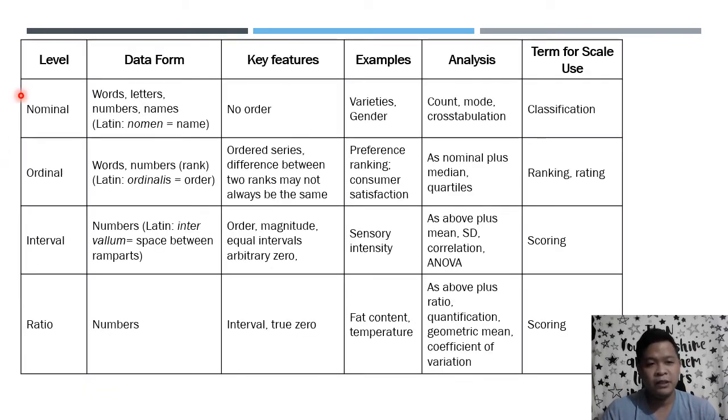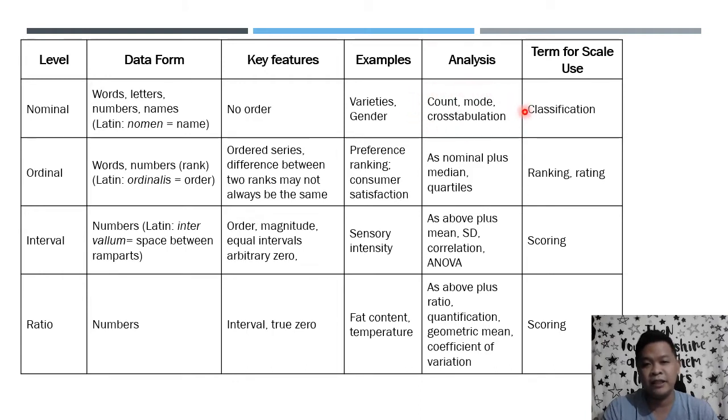Then one way for me to remember this is to remember NOIR, or the French word for black, as an acronym to remember their order. And this is a summary of what they are along with examples. What's important for us to learn is that each one of them has a certain method of analysis applicable.